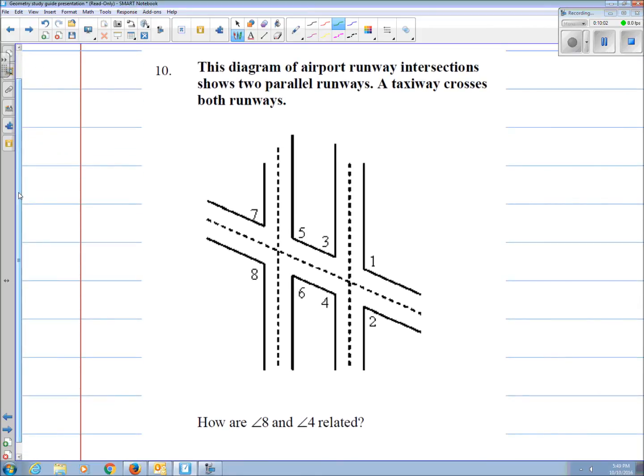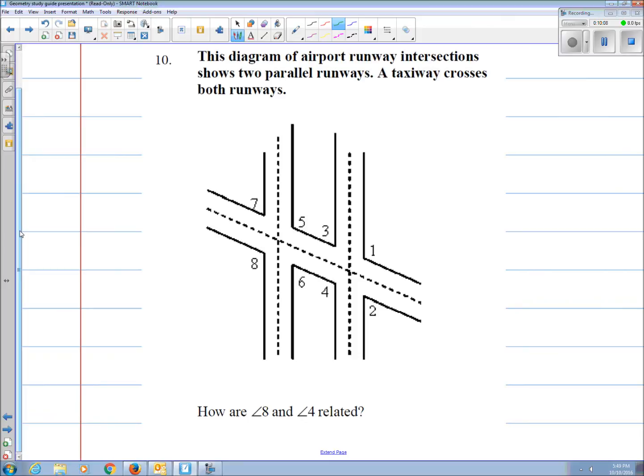Number 10, this diagram of an airport runway intersections show two parallel runways. A taxi crosses both runways. How are angle 8 and angle 4 related? So this is angle 8, here's angle 4. Those are corresponding angles, so they are congruent. So we know the corresponding angles are congruent to each other.